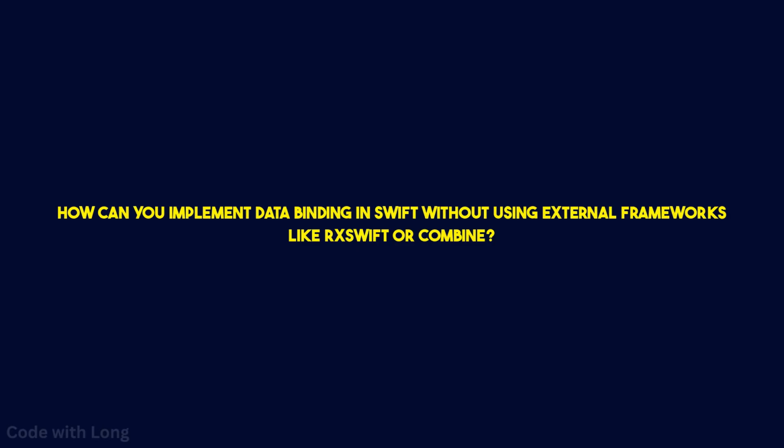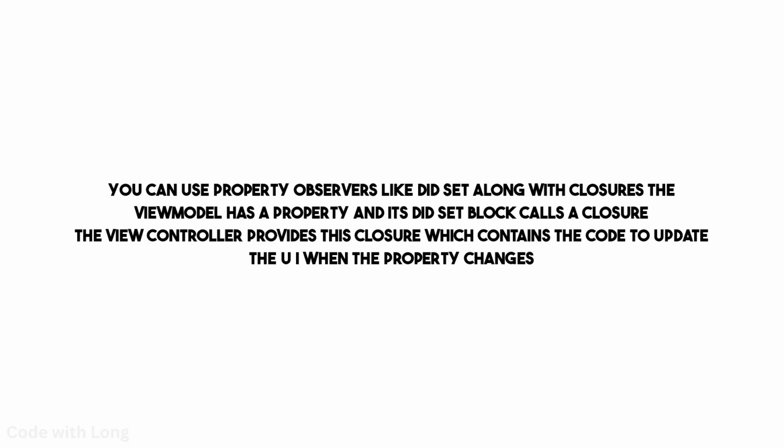How can you implement data binding in Swift without using external frameworks like RxSwift or Combine? You can use property observers, like didSet, along with closures. The view model has a property, and its didSet block calls a closure. The view controller provides this closure, which contains the code to update the UI when the property changes.